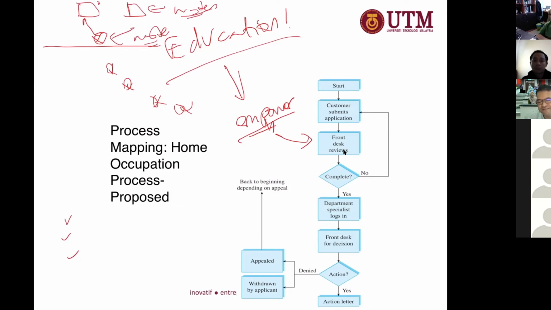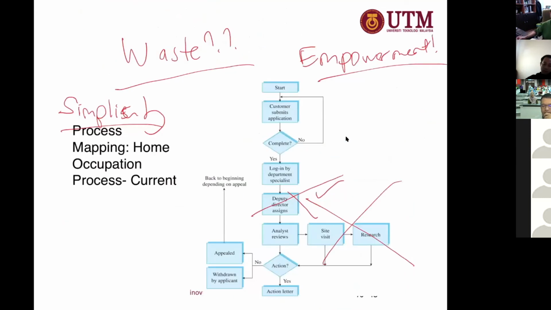Now, I notice in CIMB, the teller is the officer. They have a basic degree. They are officers so that they can make the decision. So the process can be simplified. The front desk can make the decision. If not complete, the front desk themselves will pass back the application, or if it is complete, pass it to the department specialist to log in and put into the system. Straight away, the same people at the front desk can make the decision, whether it is denied or yes. So using this approach, it is more lean. We have eliminated this bureaucracy.